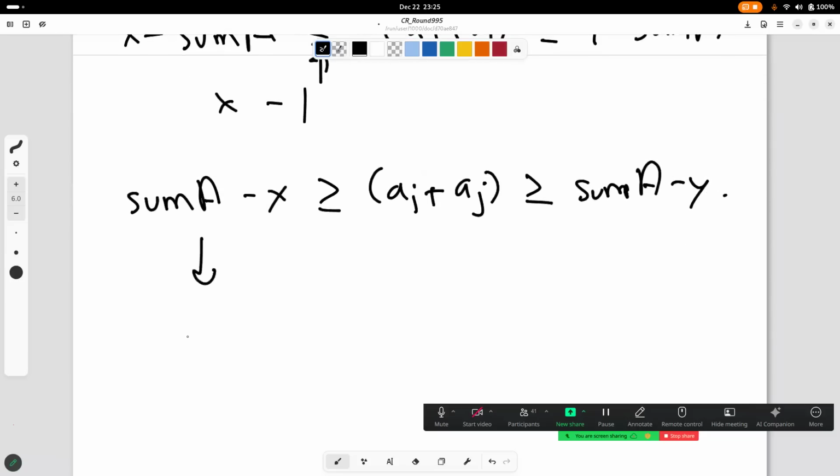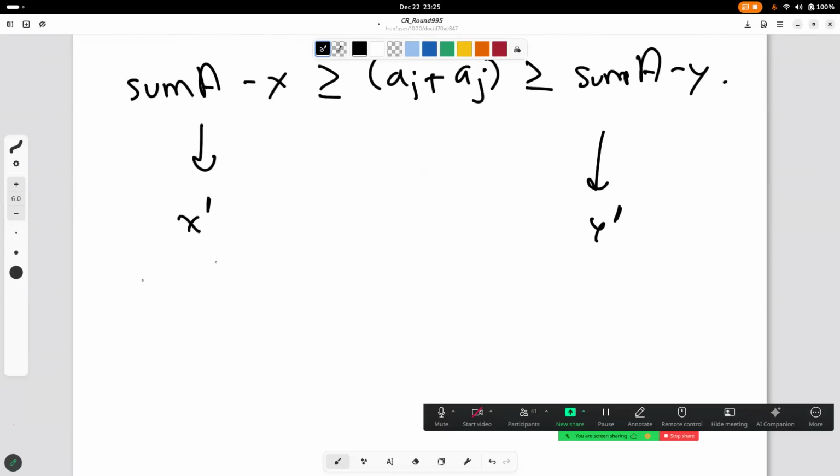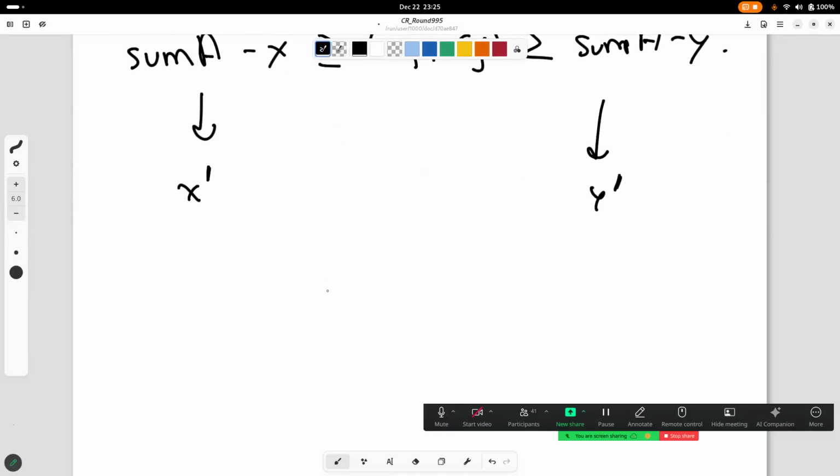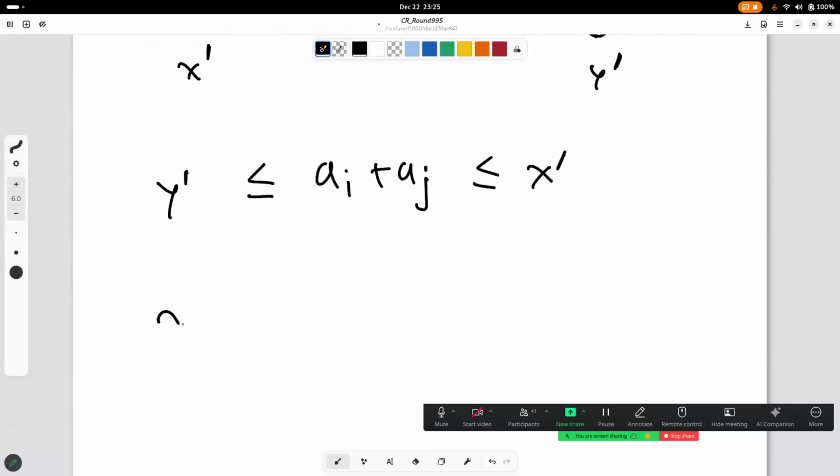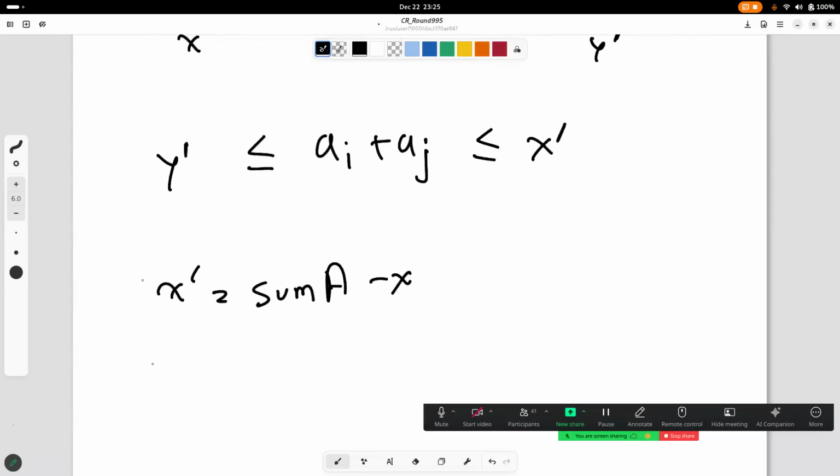And let's just say that this is represented by x dash, and this is represented by y dash. So in that case, what you have is a of i plus a of j is greater than or equal to y dash and less than or equal to x dash, where x dash is equal to sum a minus x, and y dash is equal to sum a minus y.